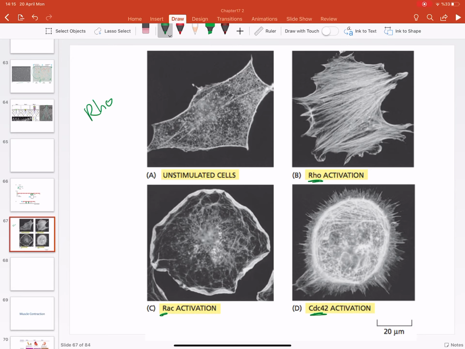When Rho is activated, it makes contractile bundles. And you can really see this, these are really like muscles. You can see under the microscope that it is contracting. So it's getting smaller and bigger, contracting and releasing, contracting and releasing. Okay. When Rac is activated, it causes lamellopodia. It causes the structure under the plasma membrane. And when Cdc42 is active, it creates thousands of these little fingers, filopodia. So please keep in mind they are all made of actin.